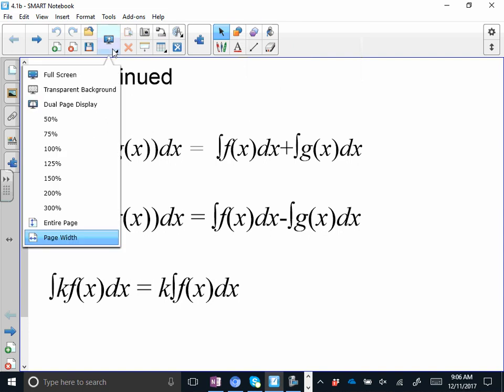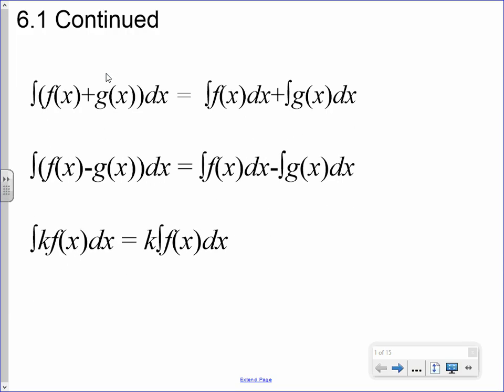Okay, so these are some properties that we've kind of just assumed.